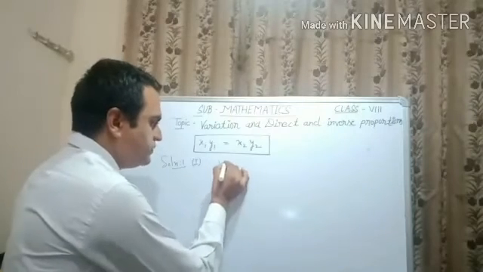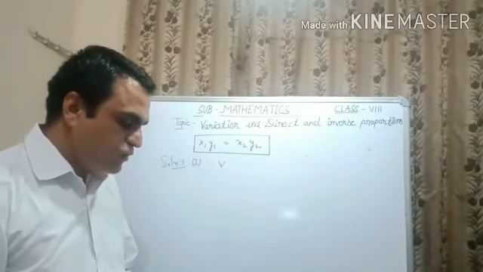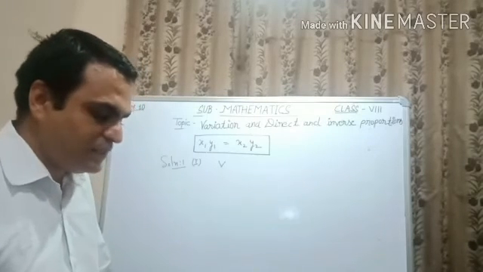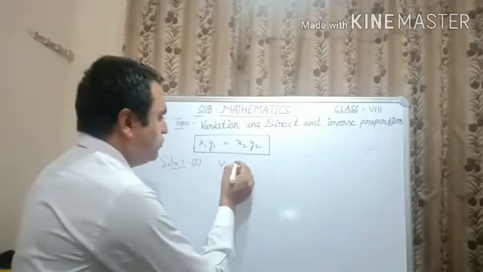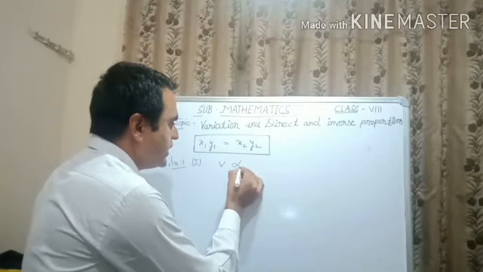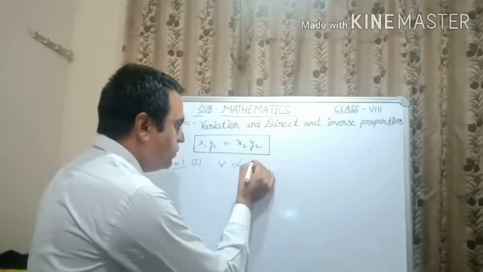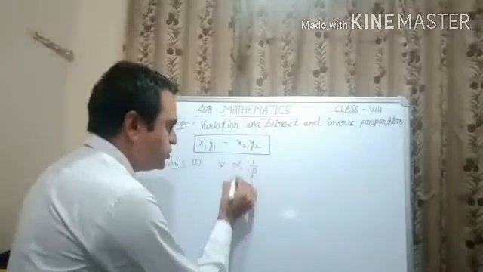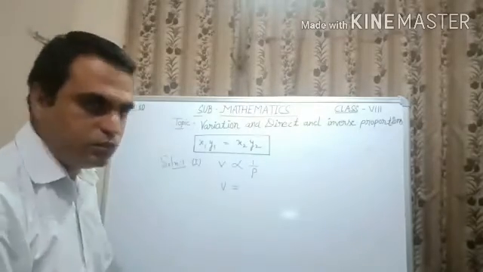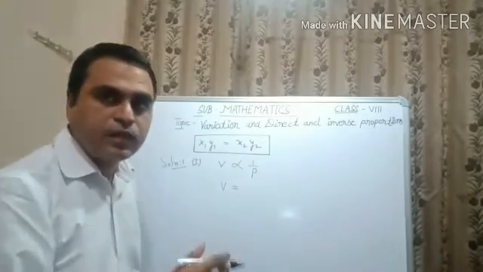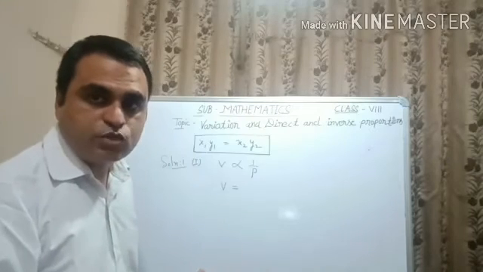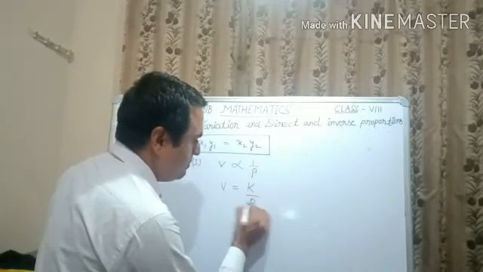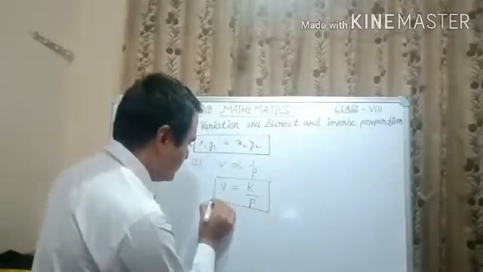The volume V of a gas at a fixed temperature varies inversely as the pressure P. So we write V is inversely proportional to 1 upon P. Now we write V equals, the proportional sign changes into an equal to sign. Now we have to multiply by a constant value. Here, as given in the question, the constant is k. So the answer is V equals k upon P. This is the answer.